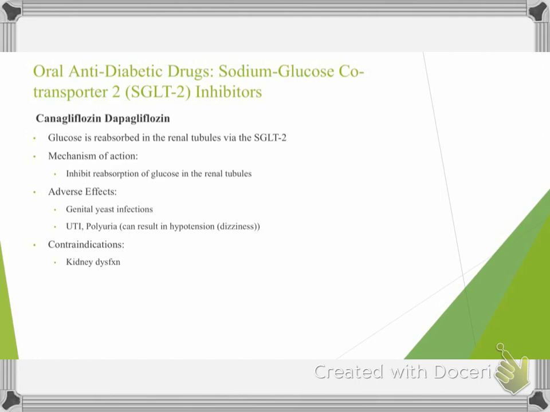So you're going to have genital yeast infections, you're going to have UTIs, and polyuria, because the increased glucose in the renal tubules pulls more fluid in, which causes increased urinary output. This polyuria can result in hypotension from dehydration and dizziness, especially if the patient's already on a diuretic. Contraindications: kidney dysfunction, because we are manipulating the kidneys. So if they already have some kind of kidney dysfunction, we don't want to use it.